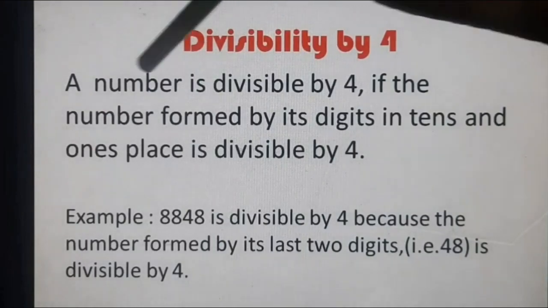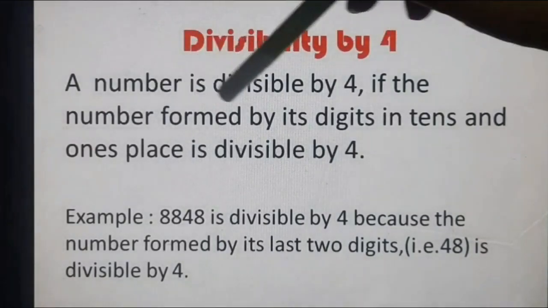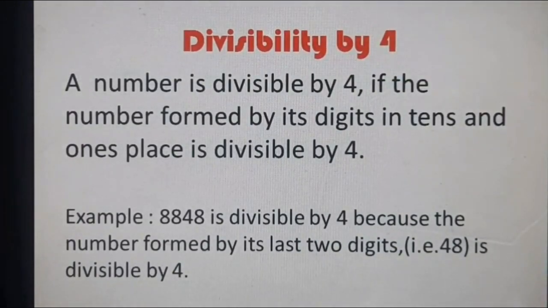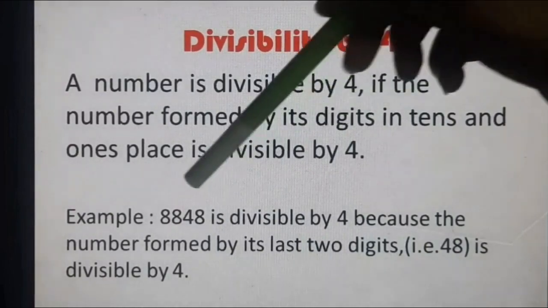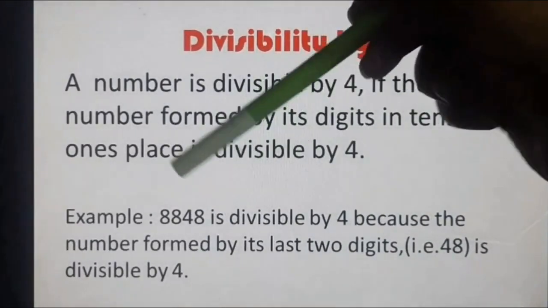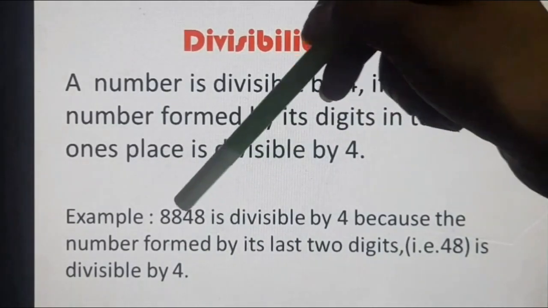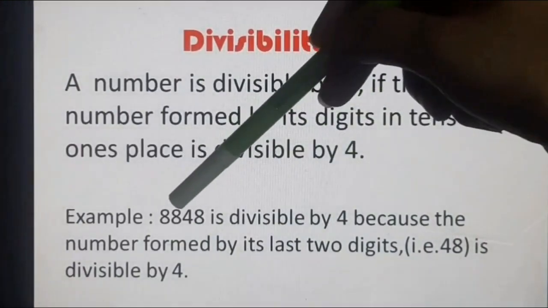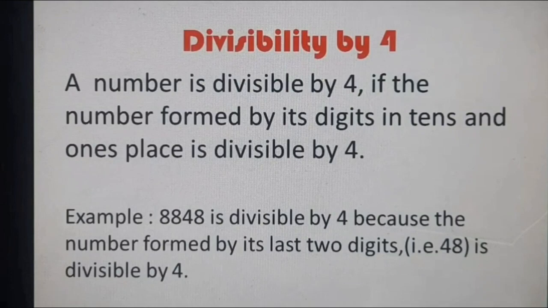Divisibility by 4. A number is divisible by 4 if the number formed by its digits in tens and ones place is divisible by 4. If we want to check whether any number is divisible by 4, then we will check its ones and tens place. And if the number formed by the ones and tens place is divisible by 4, the whole number will become divisible by 4. See this example. 8848 is divisible by 4. Why? Because the number formed with the ones and tens place is 48, which is divisible by 4. So 8848 is divisible by 4.